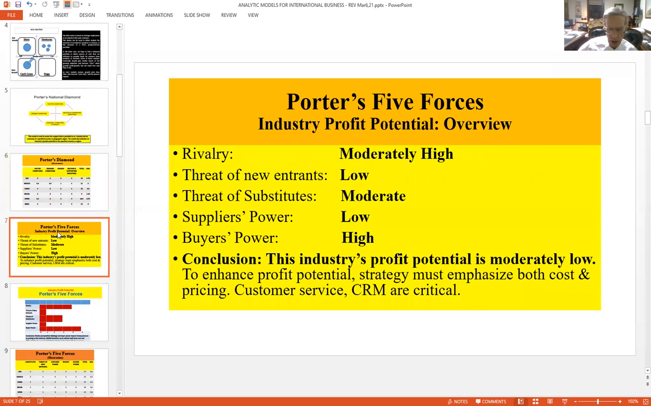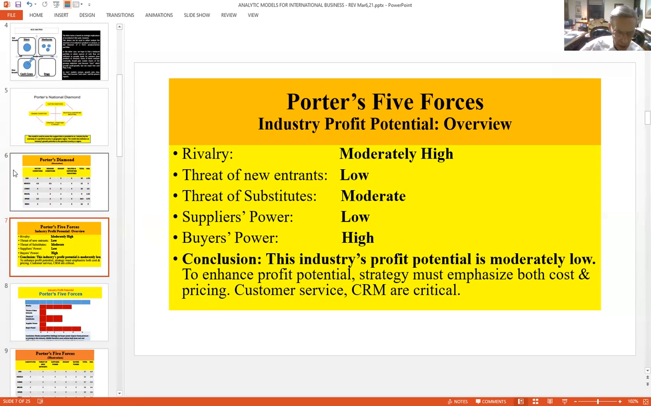Okay, this takes us then to another model from Porter that I'm sure you've heard of, and that's Porter's 5 forces. And Porter's 5 forces, very simply, is a device that enables us to estimate the profit potential of an industry. And the way it does that is by evaluating the strength of 5 forces, in fact, that push profit down. And this is a very important point for you to understand.